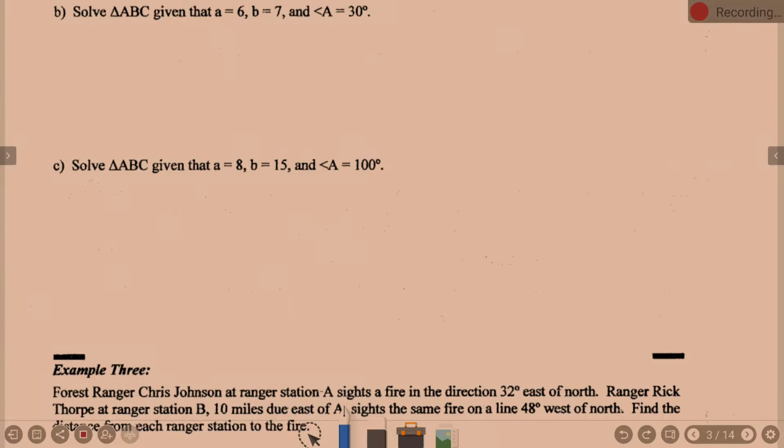Where we left off yesterday, we were ready for example B on the back. And if you recall by looking back at the front, we are working with the side-side angle situation. Okay, so here we have triangle ABC, given that side A is 6, side B is 7, and angle A is 30 degrees.